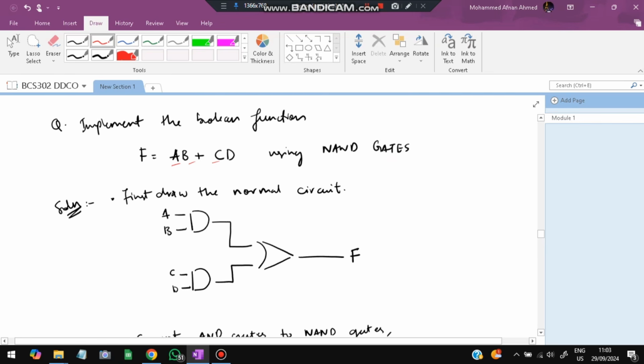How many inputs are there? A, B, C, D. Four inputs are there. Take four inputs A, B, C, D, and this is the AND gate here. When you pass them here, what happens? AB plus CD will be there. Okay, so this is AB and this is CD.